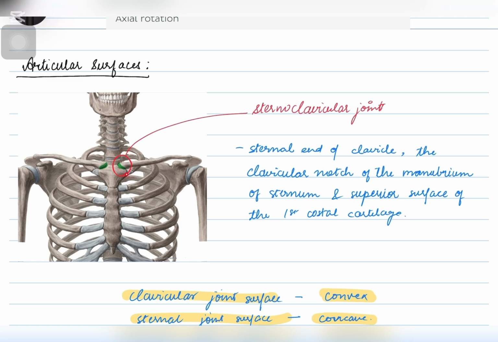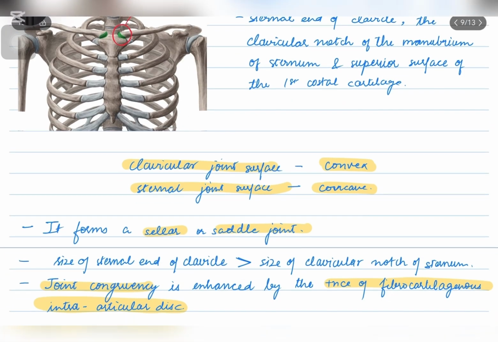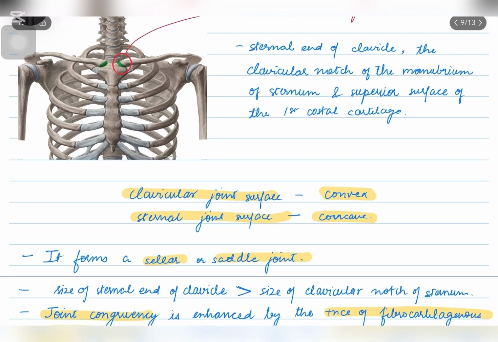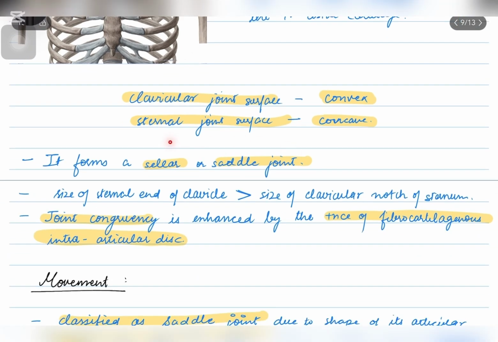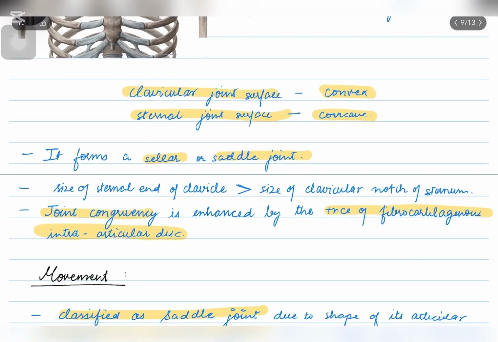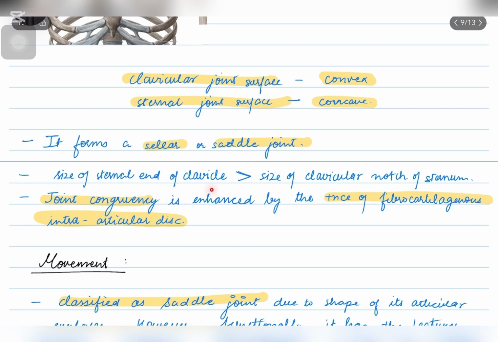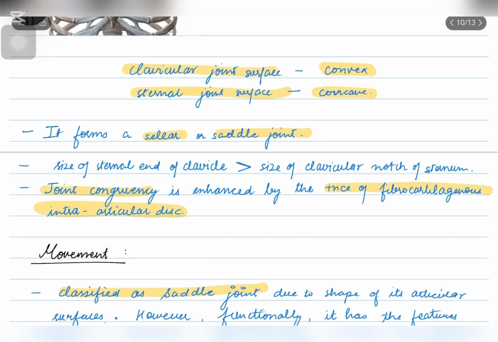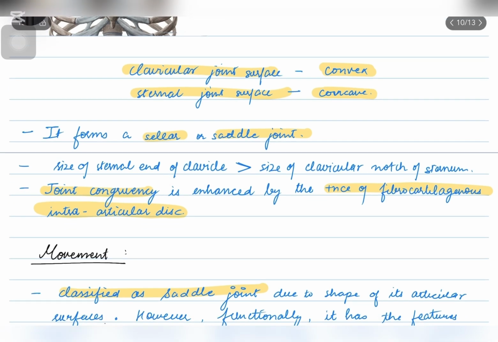Now about the articular surface. This joint is known as the sternoclavicular joint. It involves the sternal end of the clavicle, the clavicular notch of the manubrium of the sternum, and the superior surface of the first costal cartilage. The clavicular joint surface is convex and the sternal joint surface is concave. So this is the sternal joint surface, it is concave, and the clavicular joint surface is convex. It forms a sellar or saddle joint. We can see that the size of the sternal end of the clavicle is always greater than the clavicular notch of the sternum. Joint congruency is enhanced by the presence of the fibrocartilaginous intra-articular disc.